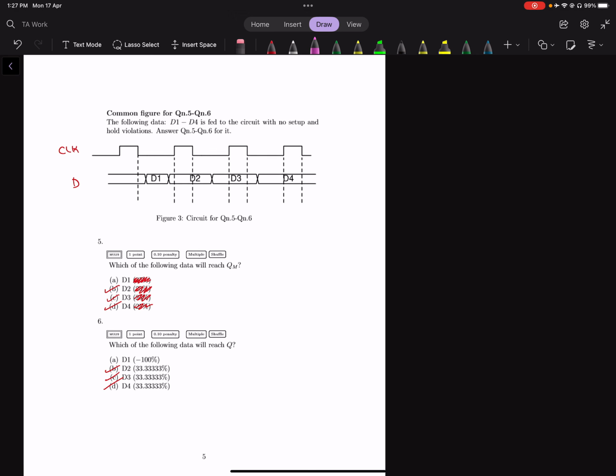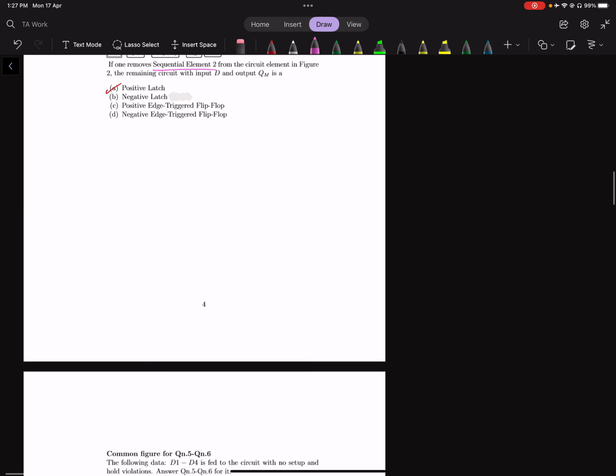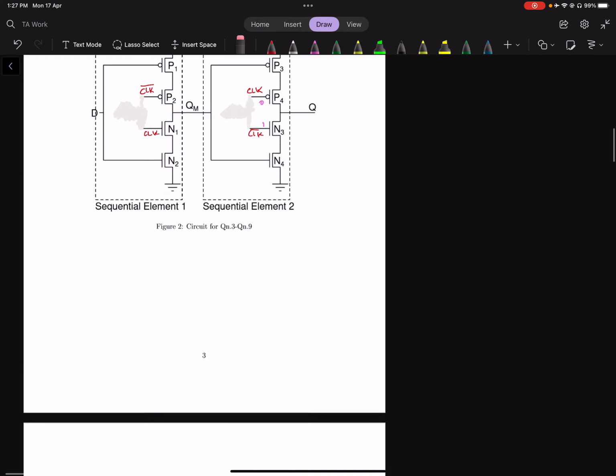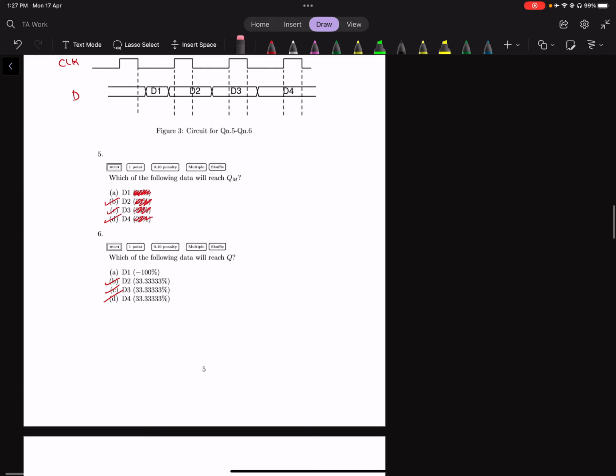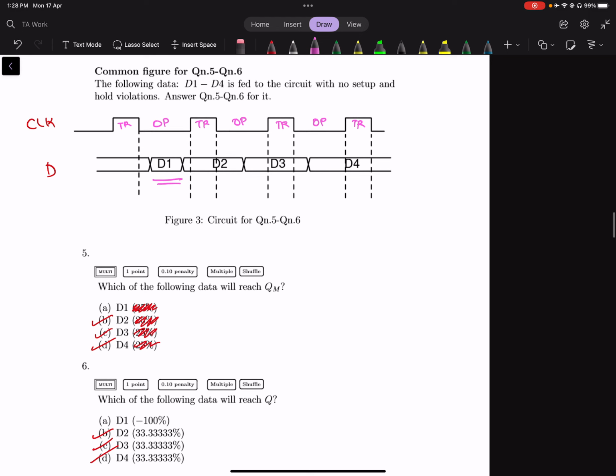Questions 5 and 6, you can see that since the input latch is a positive latch, it's basically a master slave flip flop. So the master is sequential element 1 and the slave is sequential element 2. Since the master is a positive latch, I can just mark the phases opaque and transparent. This is the phases of clock, and you can see that D1 is completely in the opaque phase, so it will not even affect QM, so it won't even affect Q.